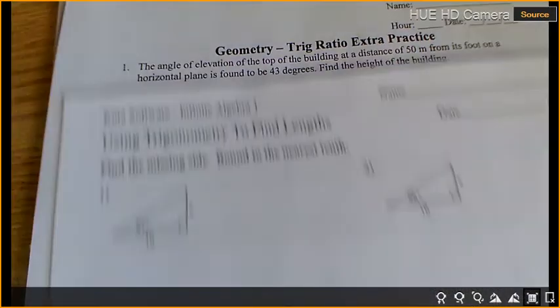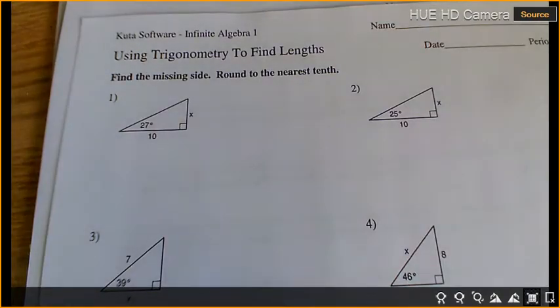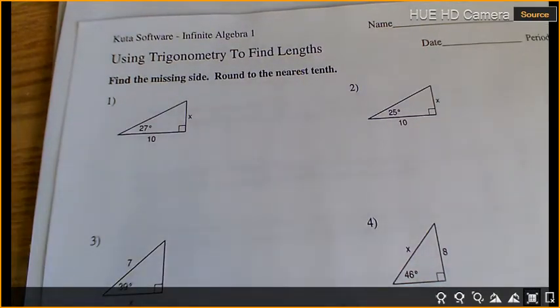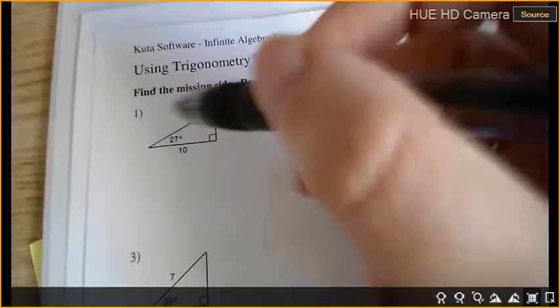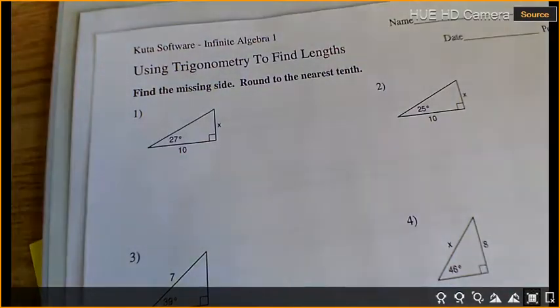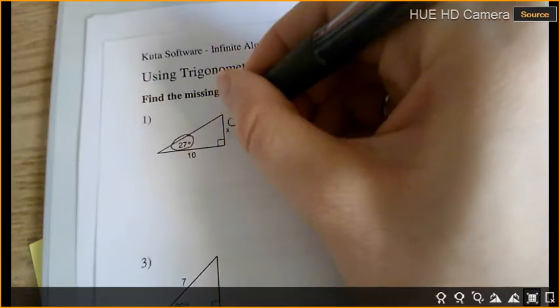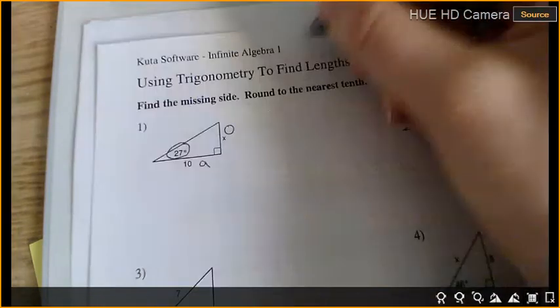I gave you a lot more than 3 for each of these because I just want you to have lots of practice. I'm just going to do number 1 right here and then have you guys do the rest. So number 1, remember we have to label things opposite, adjacent, and hypotenuse first. So here's my angle. This is my opposite. This is my adjacent, and we're using SOHCAHTOA, right?